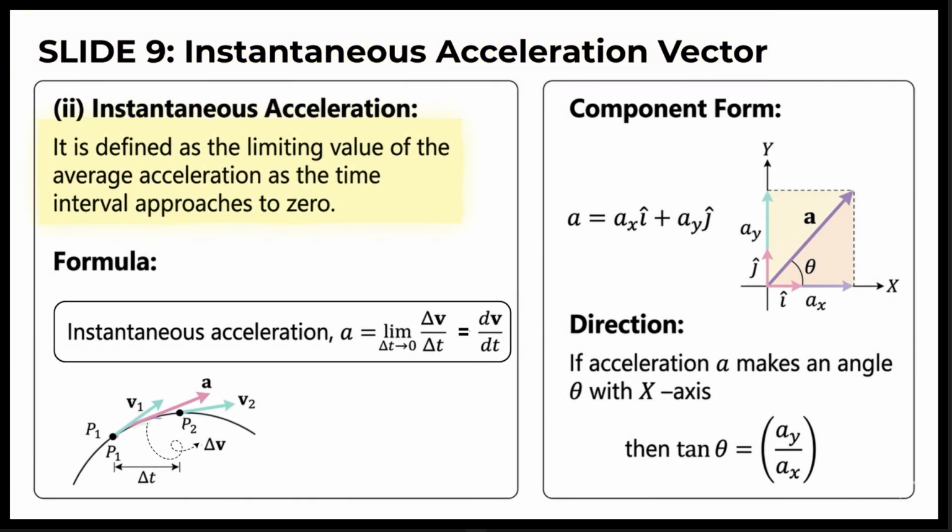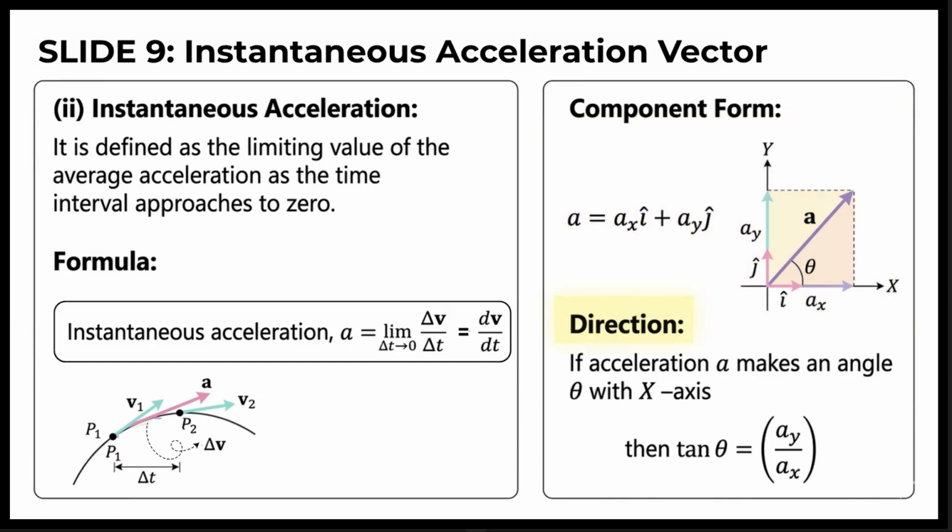Instantaneous acceleration is the limiting value of average acceleration as the time interval approaches 0, the derivative of velocity, a equals dv over dt. The first diagram shows this geometrically. As two points on the path get closer, the change in velocity vector delta v converges to the instantaneous acceleration direction at that point. In component form, a equals the x component of acceleration times i hat plus the y component of acceleration times j hat, shown in the second vector diagram with both components laid out.